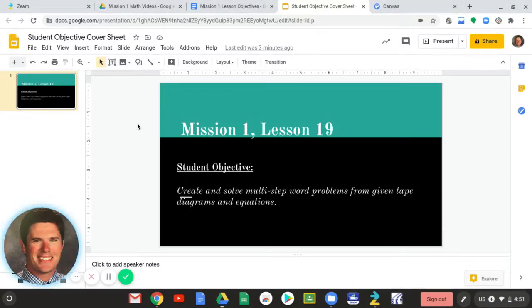All right, here's our overview from Mission 1, Lesson 19, which is the last lesson in Mission 1. So yes, we're almost through Mission 1. The objective for this lesson is to create and solve multi-step word problems from given tape diagrams and equations. Usually they give us a problem and we have to come up with a tape diagram and solve. Now they're reversing that on us to see how well we understand, and they're going to give us a tape diagram, and we have to come up with what the problem should be.